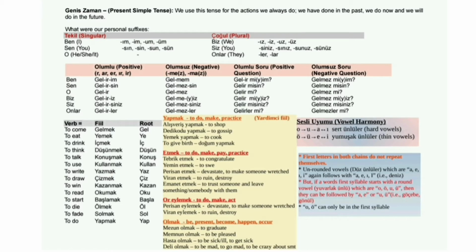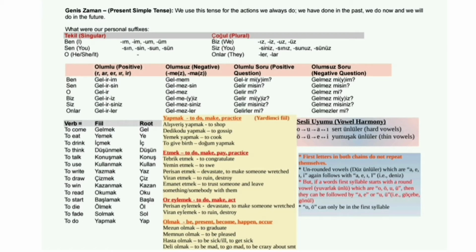So the first letter in both chains do not repeat themselves. Which means o and ö, the first letters, don't repeat themselves. You won't see in any single word that those vowels are repeating themselves. After them, another vowel should come. So the rest of the rules are explaining how this happens.